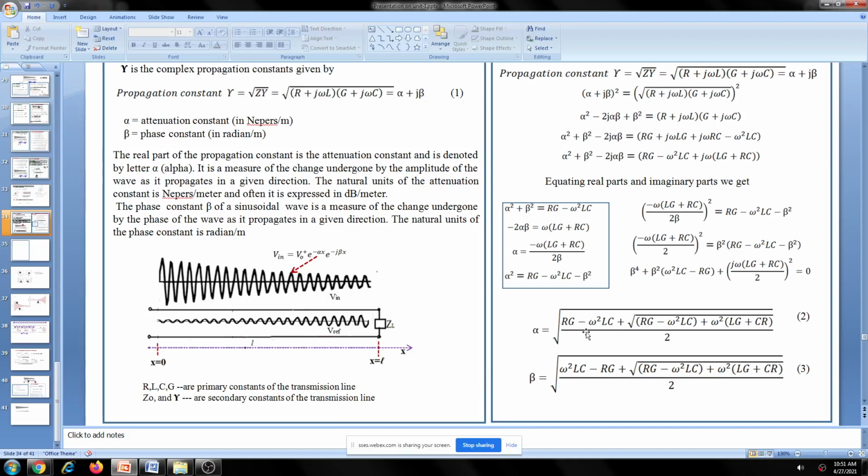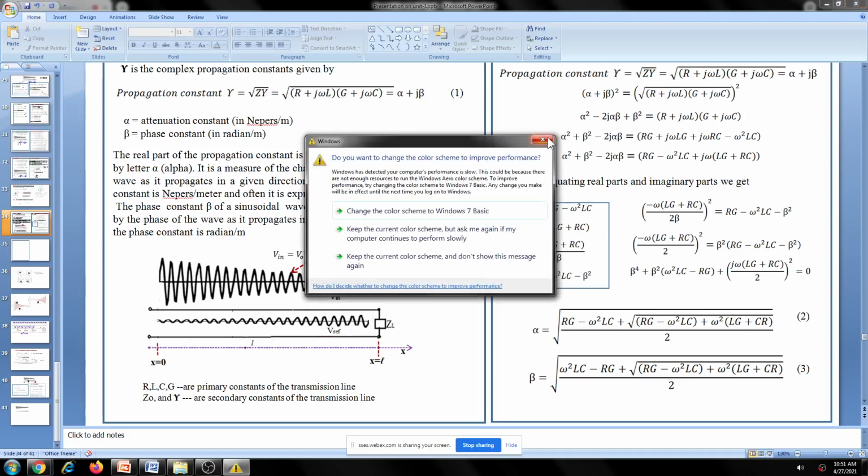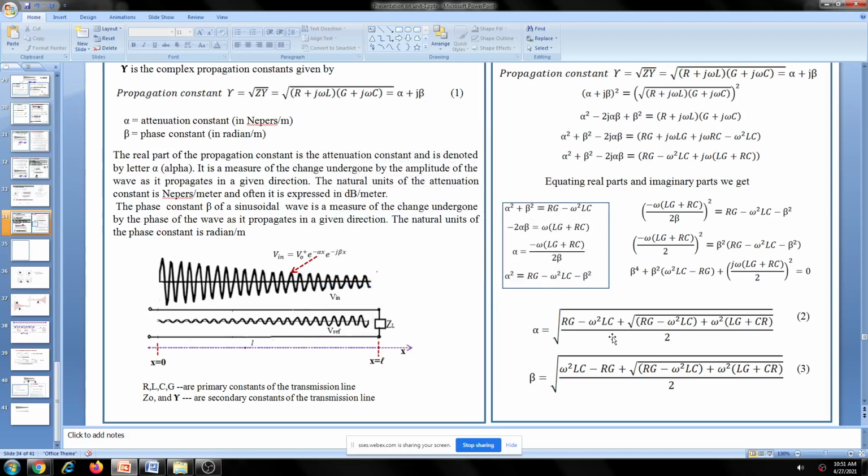So you can now see alpha depends upon the primary constants RLCG. If you know the value of RLCG and the operating frequency, you can get the value of alpha. Similarly, if you know the value of RLCG, we can get the value of beta. Characteristic impedance also you can get if you know the RLCG. Similarly, you come to know the propagation constant, what alpha is, how much attenuation is there over the line. The main thing is to get the value of RLCG for a given line.